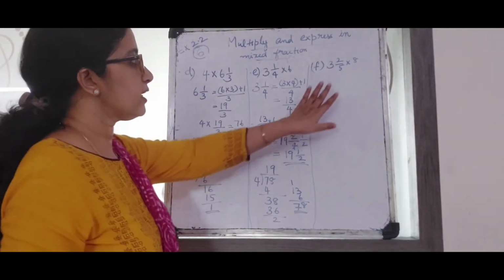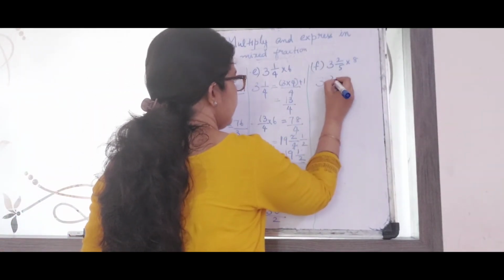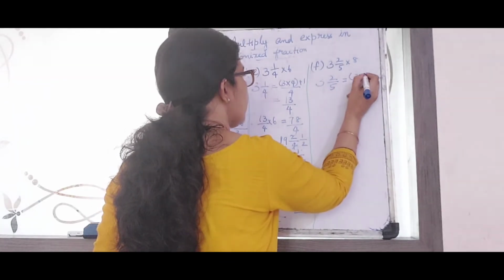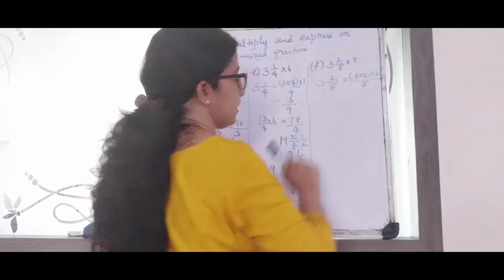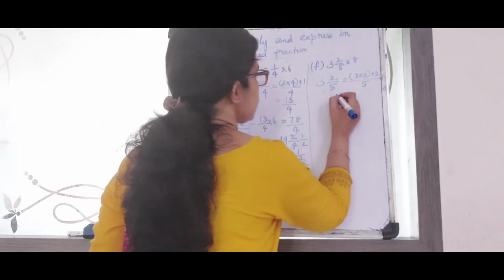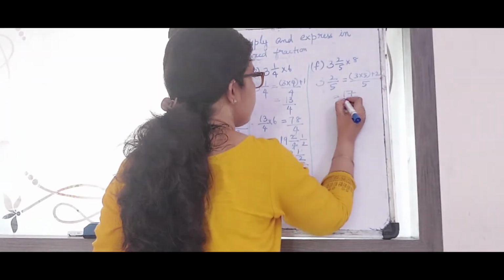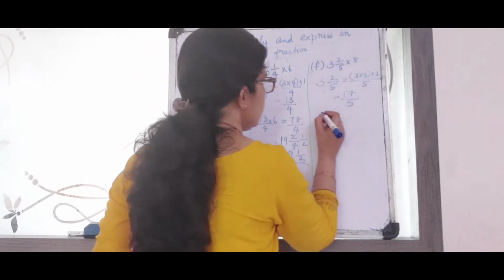Okay. Now the next one, 3 2/5. 3 2/5 can be written as (3 into 5 plus 2) divided by 5. So this can be written as 3 into 5 is 15, 15 plus 2 is 17, 17 by 5. Okay. So what is the question?